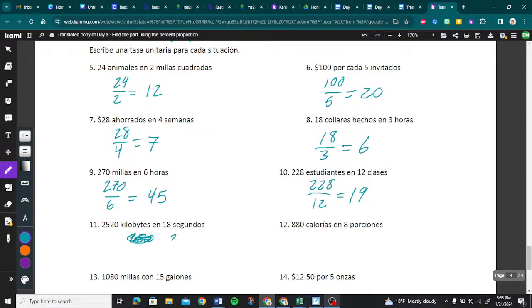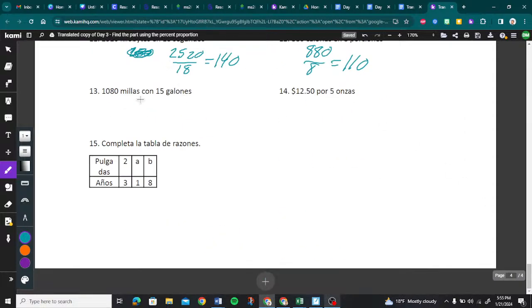250. Oh, sorry. 2,520 over 18 is 140. 880 over 8 is 110. 1,080 over 15 is 72. $12.5 for 5 ounces. 12.5 over 5 is 2.5. Actually, that's probably not ounces. It's just 1 ounce, but I don't know.